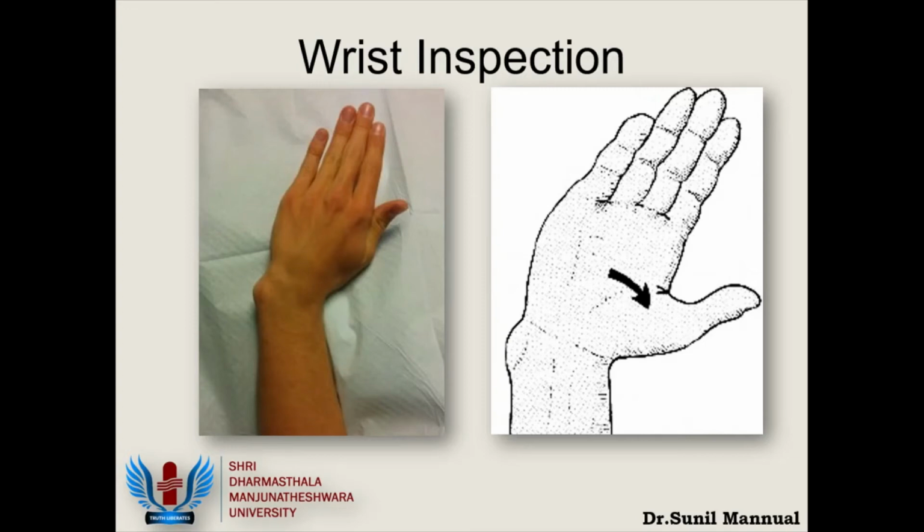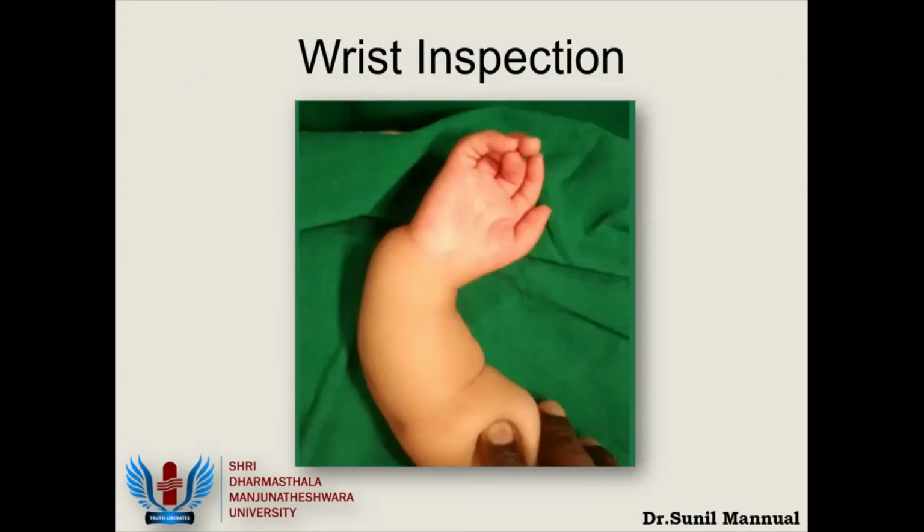Normally, the radial styloid process should be more appreciable as compared to the ulnar styloid process. And normally, the radial styloid process should be distal to the ulnar styloid process. Here you are seeing the ulnar styloid process is distal to the radial styloid process. You can confirm this when you do the palpation of the radial and ulnar styloid processes. So this is a congenital deformity in a baby.